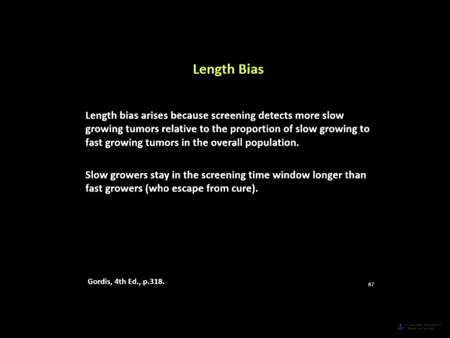Okay, length bias. The other important screening bias is length bias. It arises because some tumors or diseases are very slow growing, very slow to progress, and others are very rapid and rapidly fatal. So the slow growers stay in the screening interval window longer than the fast growers, and we'll show a picture of that.